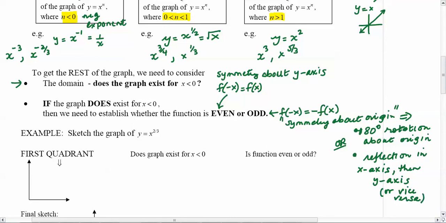Okay, so reflect on one axis and then the other one. All right, so let's do an example. Let's have a look at the first example, example 1. We'll do a second example on the back.